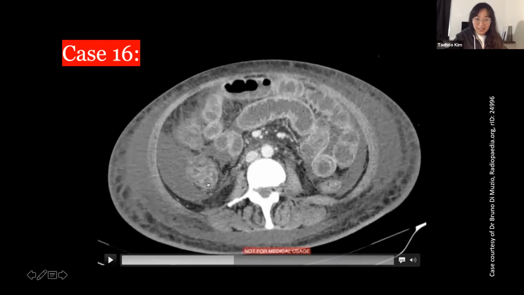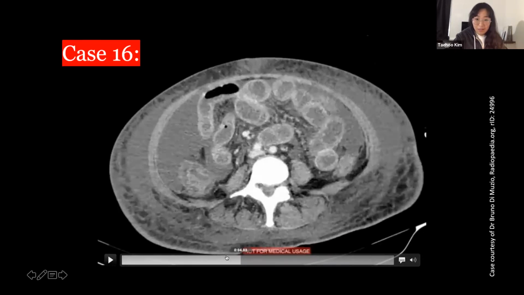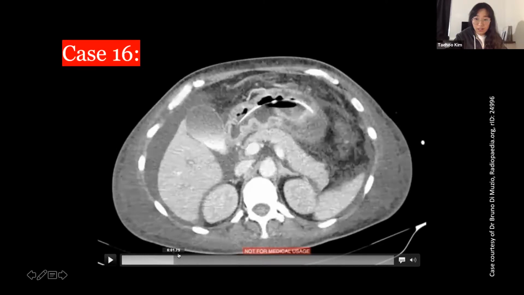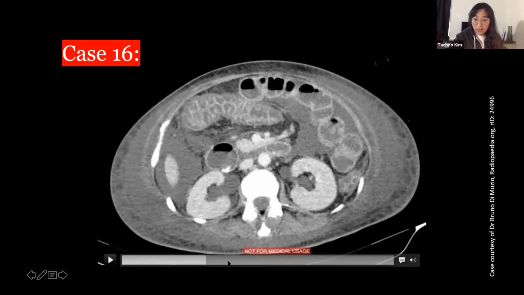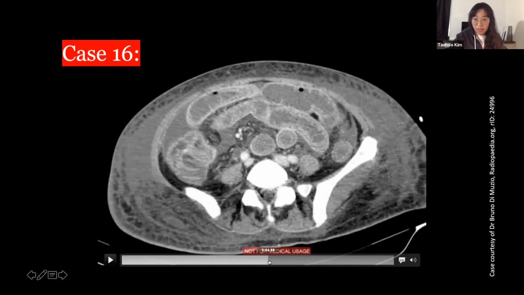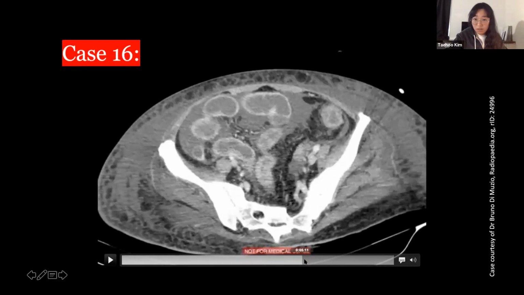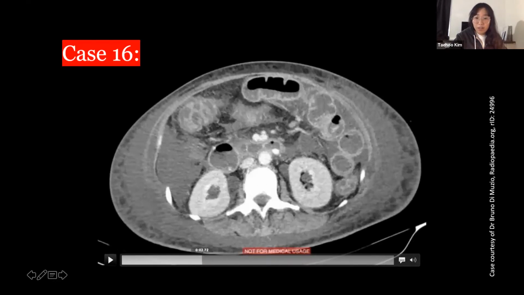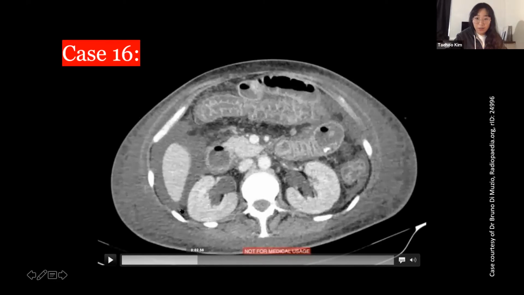So you see the ascending colon is affected, more prominent in the transverse, and it's extending all the way to the descending colon here. And the small bowel, yeah, they're dilated, but there's no transition point, so likely reactive. And they're not super dilated either. The main abnormality is here in the colon.